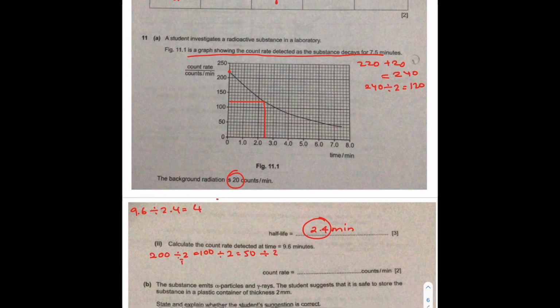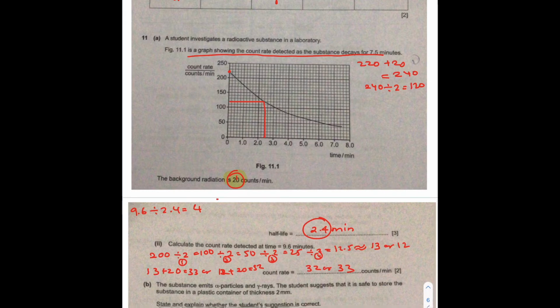200 divided by 2 is 100, 100 divided by 2 is 50, that's one time. Second time. Third time is 25. Divided by 2, the fourth time is 12.5. So either we can take 12 or 13. But remember, there was background radiation of 20 counts. So the reading will be 13 plus 20, which is 33, or 12 plus 20, which is 32. So 32 or 33 counts per minute, whichever you prefer.